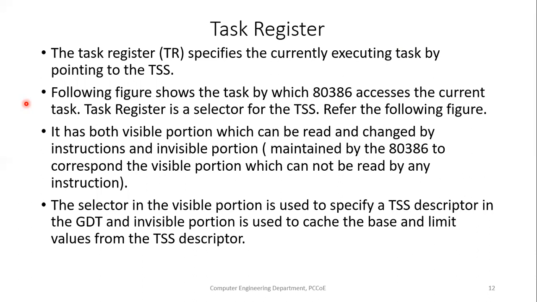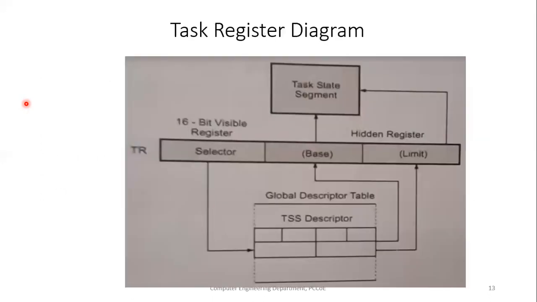Then the selector in the visible portion is used to specify a TSS descriptor in the GDT, that is the global descriptor table, and the invisible portion is used to cache the base and the limit values from the TSS descriptor. This is the task register diagram. Whatever points I have read, I will relate with this diagram.